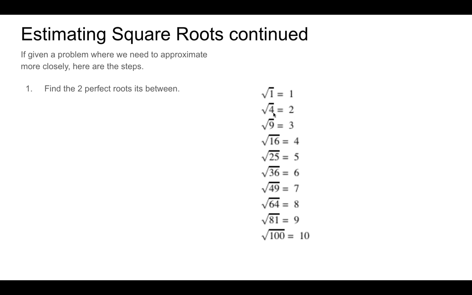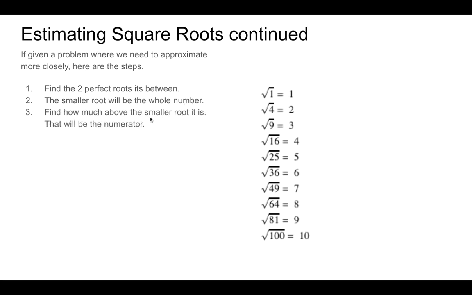First, we want to find the perfect roots it's between. That means between the square root of 4 and the square root of 9, or the square root of 9 and the square root of 16, and so on and so forth. The smaller root will be the whole number. So let's say it's between the square root of 4 and the square root of 9. That means the 2 would be our whole number in our answer.